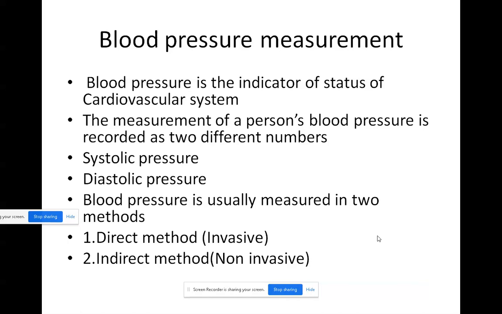The measurement of a person's blood pressure is recorded as two different numbers. One is systolic pressure and another one is diastolic pressure, based on the contraction and expansion of the heart. Blood pressure is usually measured by two methods, the direct method and the indirect method, that is invasive and non-invasive.